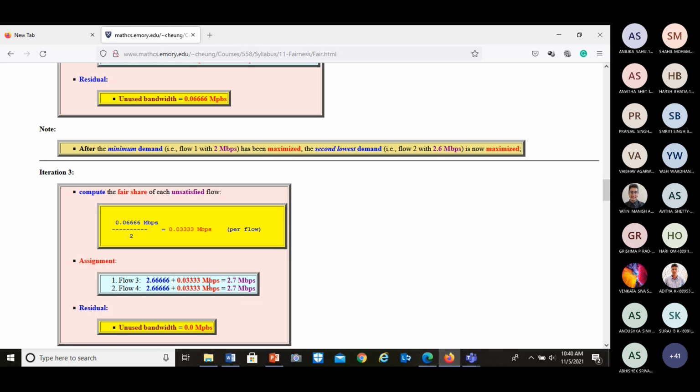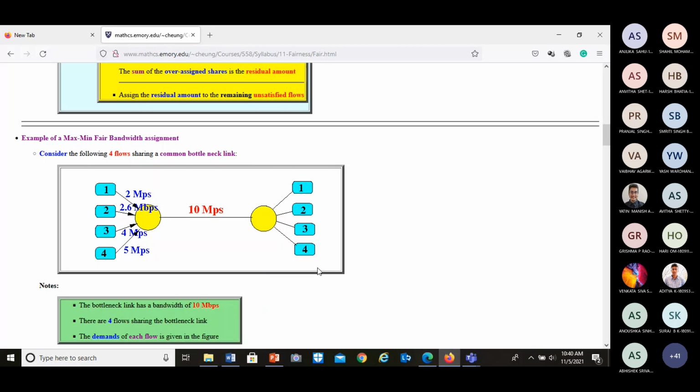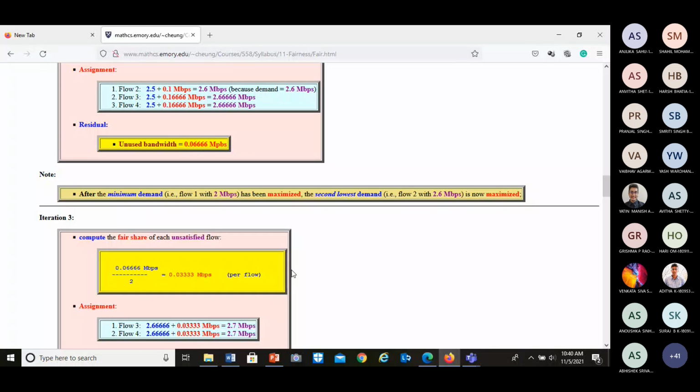So the first user will get 2 only. The second user requested 2.6 and will get 2.6 only. The other two users requested 4 and 5, but the available resource is less, and according to max-min they get 2.7 each.